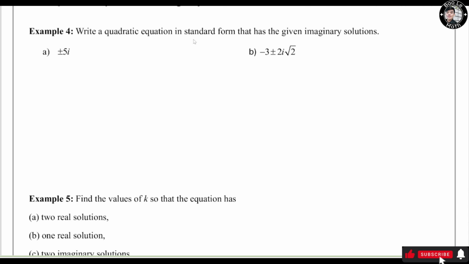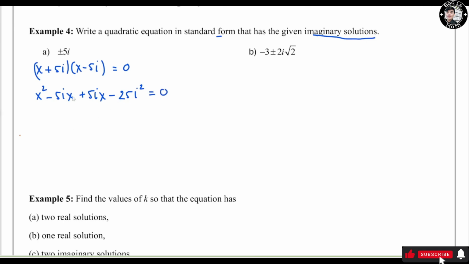Write a quadratic equation in standard form that has the given imaginary solutions. So these are two zeros of the quadratic equation. We can write this one in factored form first. This turns out to be s plus 5i times s minus 5i equals 0. We just distribute this one, so it could be s squared minus 5is plus 5is minus 25i squared equals 0. Now these cancel out, so we have s squared minus 25i squared equals 0.